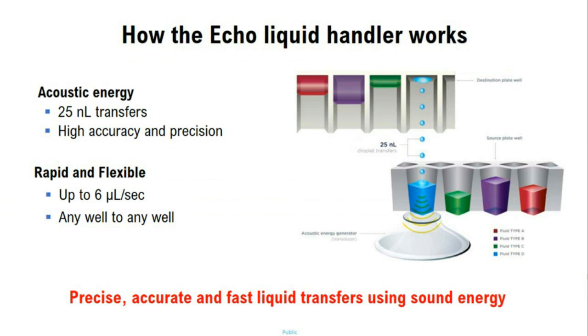With this method, we can transfer droplets of 25 nanoliters, very small droplets, with very high accuracy and precision. It's a very fast and flexible method. We can transfer up to 6 microliters per second from any well in the source plate to any well in a destination plate. It's a very precise, accurate, and fast liquid transfer using sound energy.